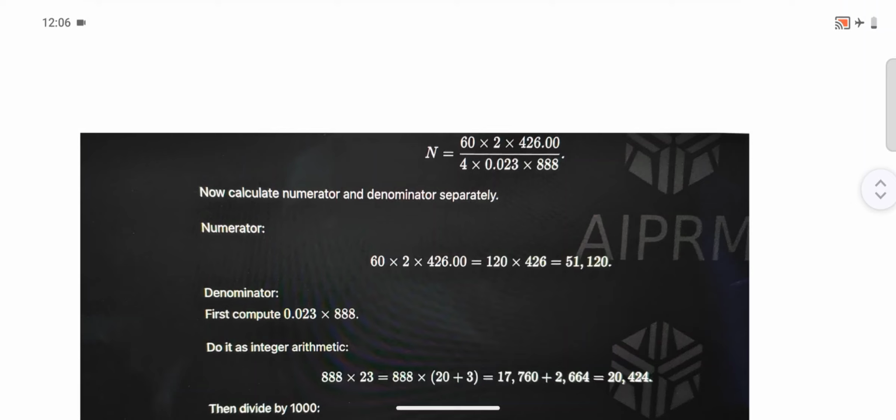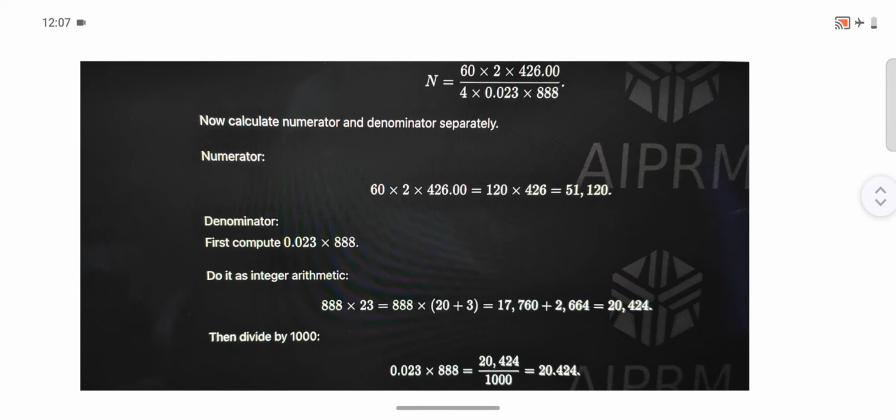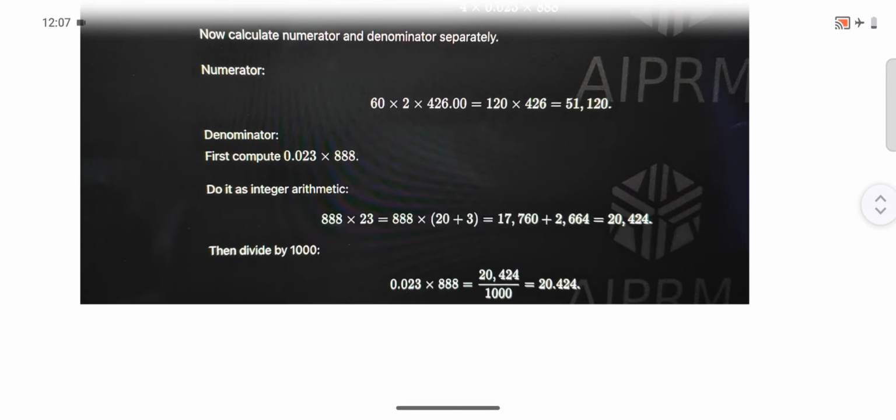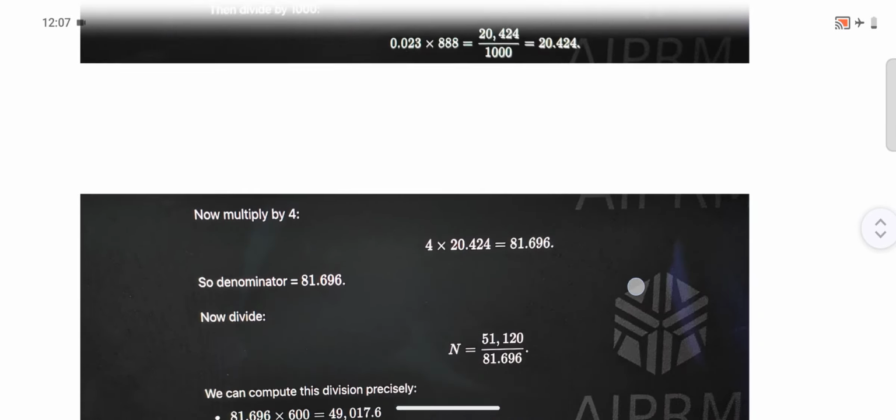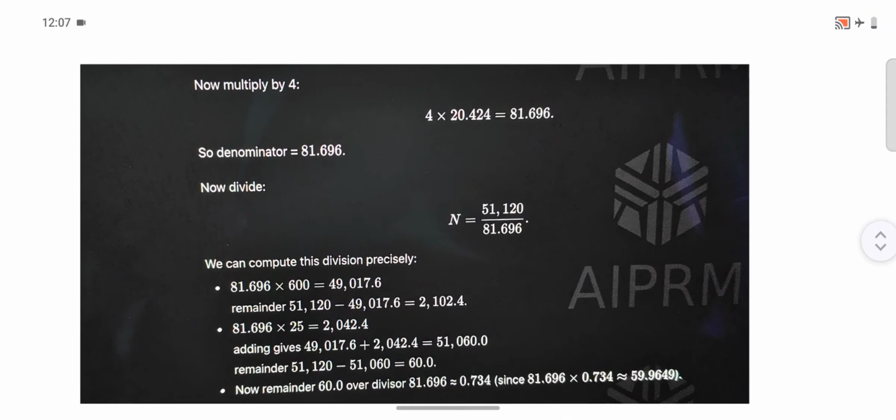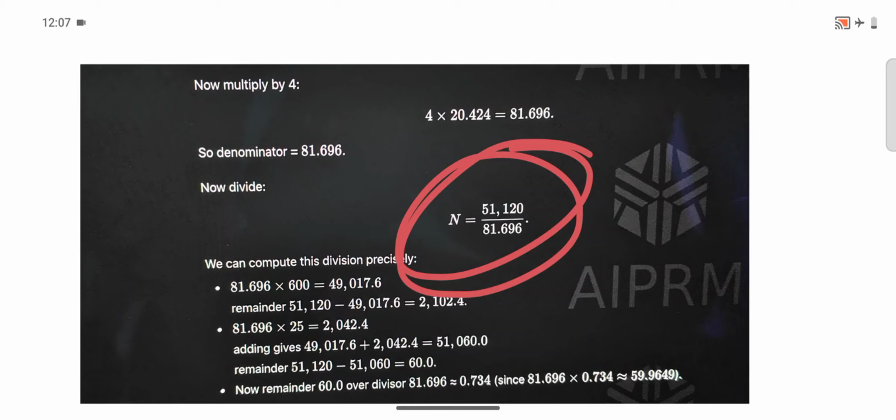Then we will get the value of N. When solving this equation, we will get the value of speed, which is equal to this one.